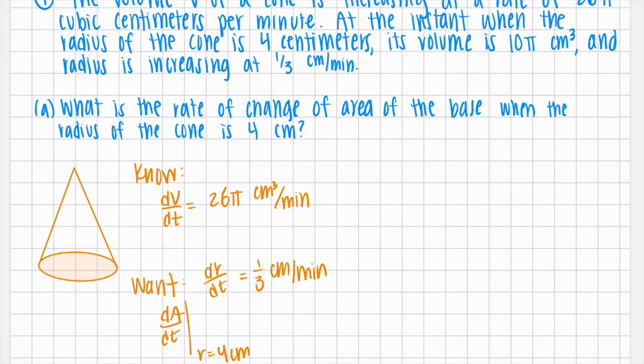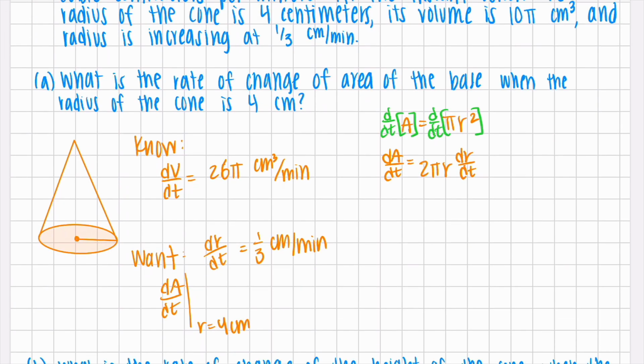So I need a formula for area. The area of the base, our base is a circle. So area of a circle is pi r squared. Once I have my equation, I'm going to take the derivative with respect to t on both sides of the equation. And this is implicit differentiation. So if you need help with implicit differentiation, I will have that video in the description. But derivative of A with respect to t is just dA/dt. Derivative of pi r squared is going to be 2 pi r dr/dt.